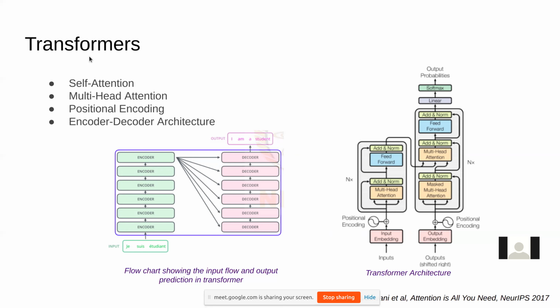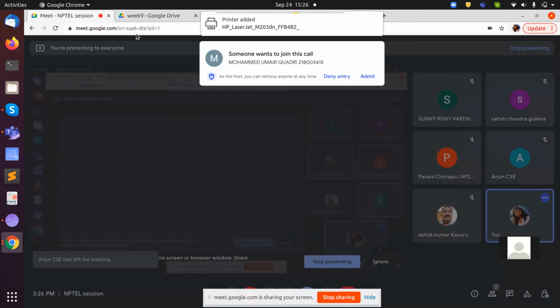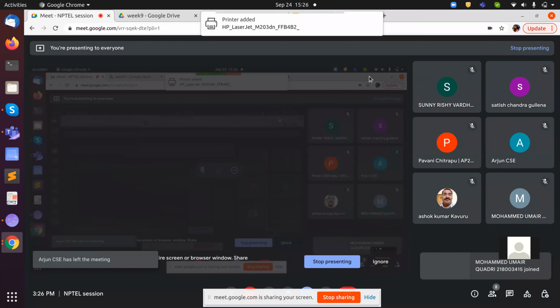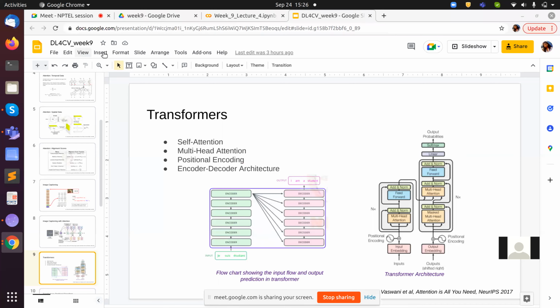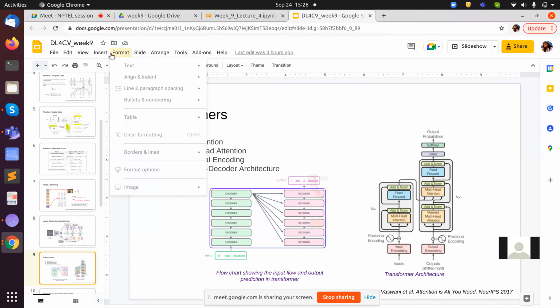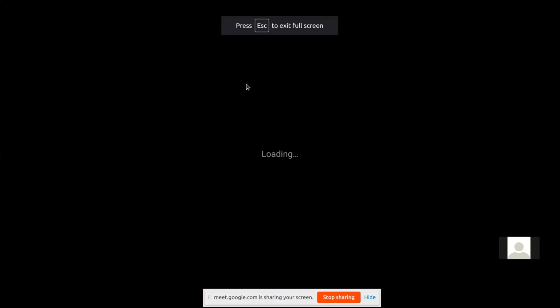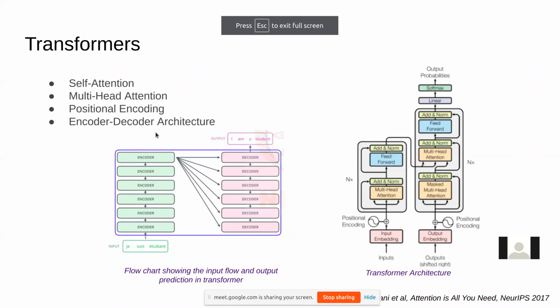So this transformer has mainly four components: the self-attention component, multi-head attention, position encoding, and encoder-decoder architecture. So these are the four components of the transformers. And now we will see each component in detail.